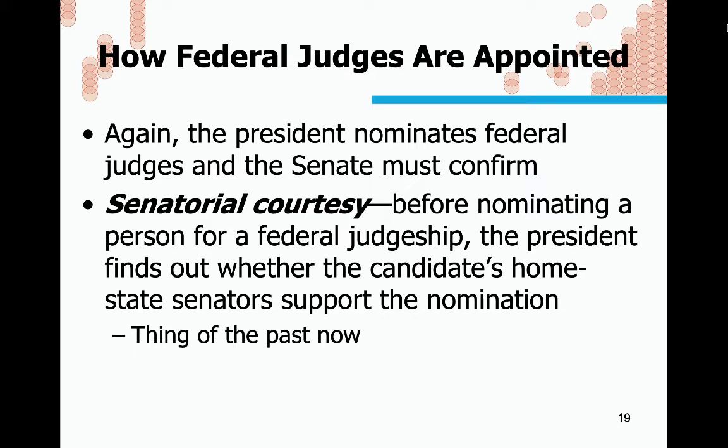Again, the president nominates federal judges and the Senate must confirm them. There used to be something called senatorial courtesy, which is in part why the 9th District, the federal district which is based in San Francisco, anytime there was a nomination to that court, if the proposed judge was from California, you would need both California senators to sign off on the appointment, which usually led to judges being pretty progressive.